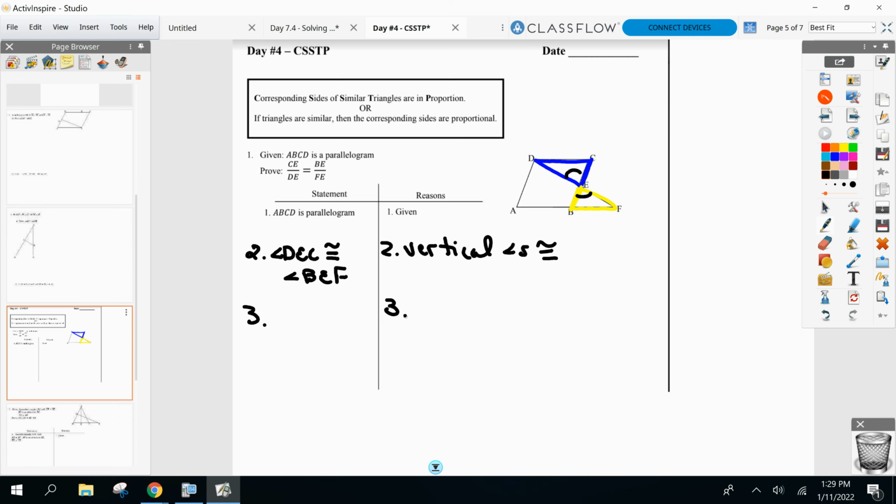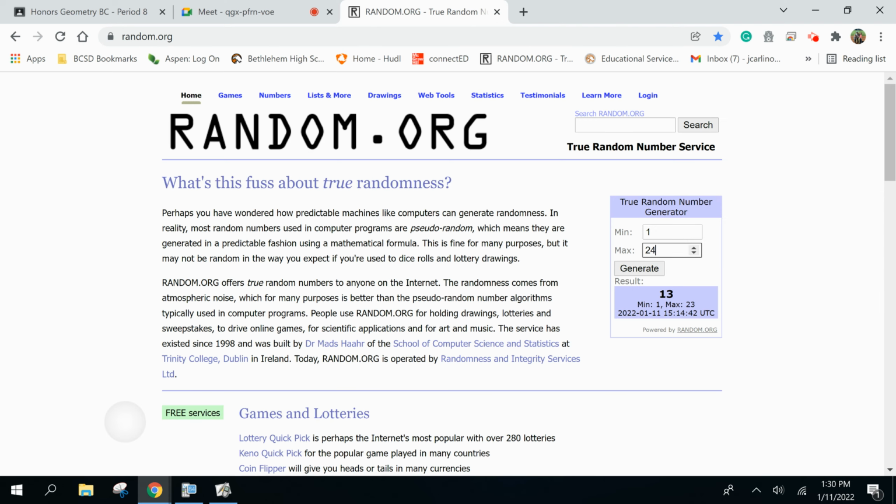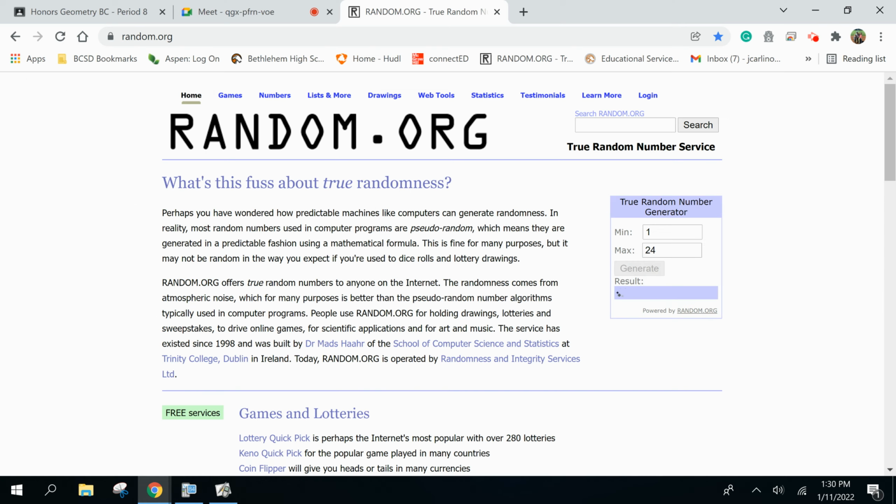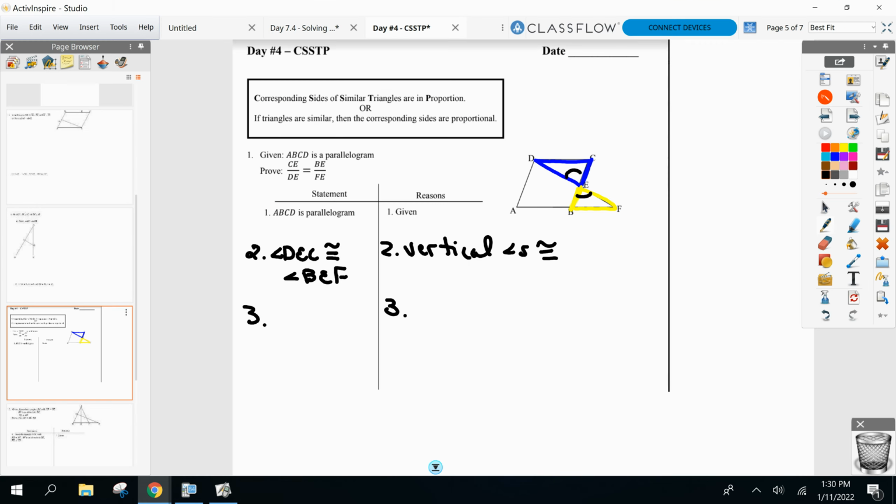Okay, talk to me. Sorry, I took the easy way out. I got the verticals already. That's done. I didn't need to hear from somebody in here. Give me another pair and how you got there. Angle C and angle FEB.